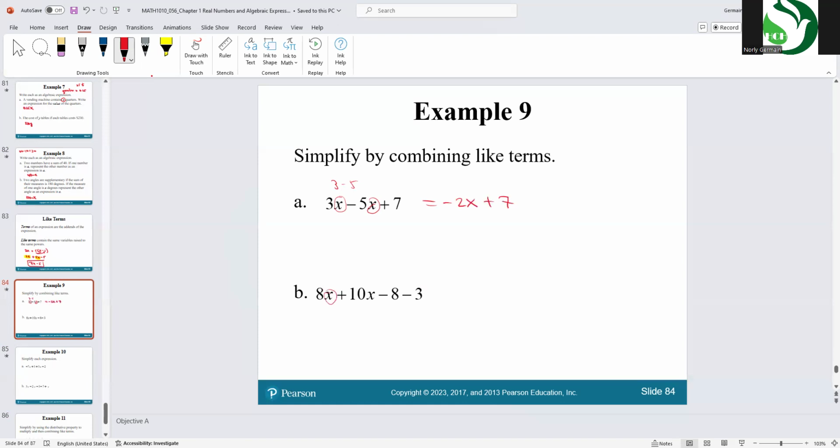Now, you have x and x, so you can combine the coefficients. So 8 plus 10 gives you 18. Now, we're done with the x terms. Let's go with the constants. We have negative 8 and negative 3. When you have two numbers with the same sign, we add and keep the sign. So we're going to have negative 11. If they were different signs, we subtract and keep the sign of the largest number.